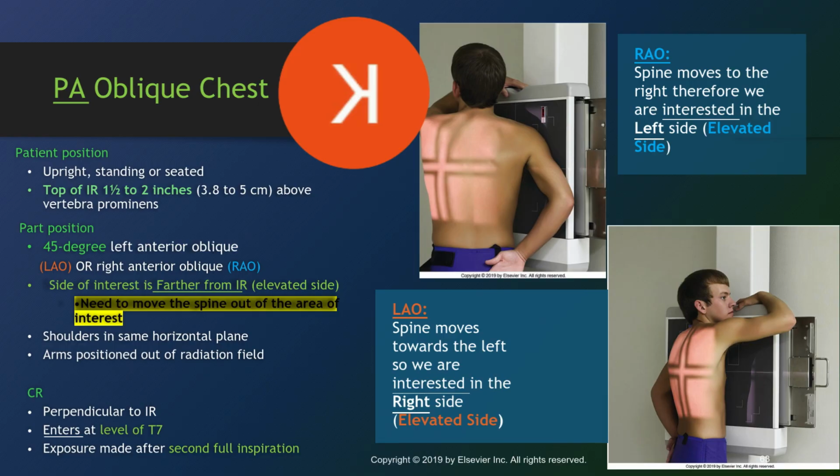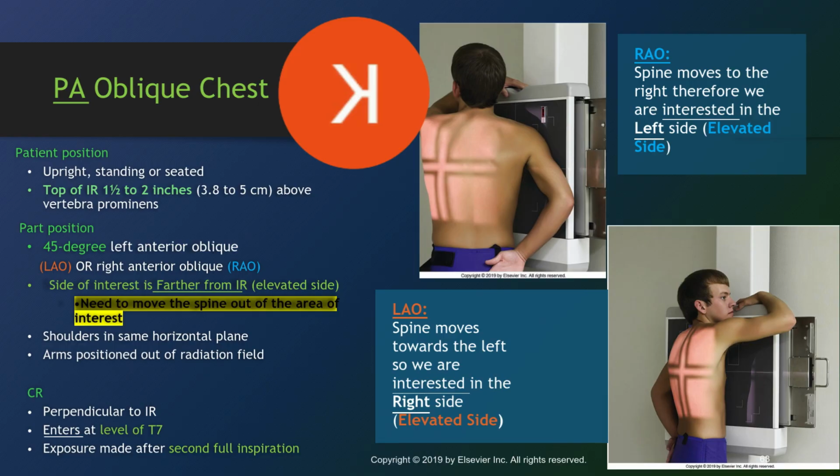This is done because we need to move the spine out of the area of interest. The shoulders are in the same horizontal plane, with arms positioned out of the radiation field. The central ray is perpendicular to the IR. It enters at the level of T7 and the exposure is made at the second full inspiration.